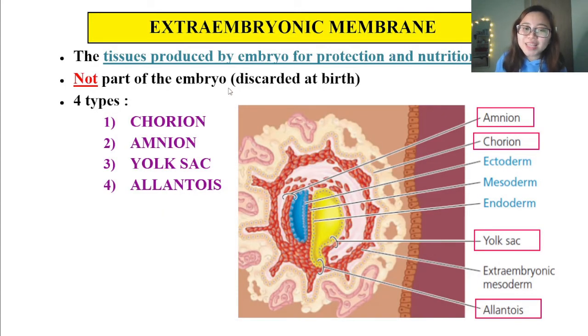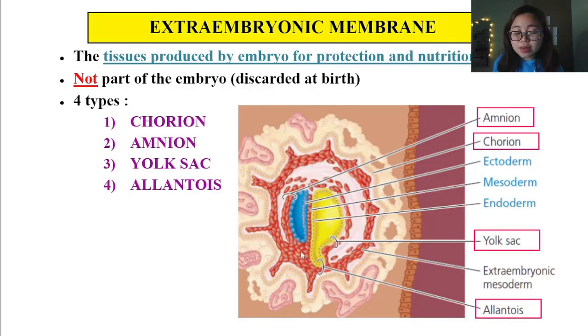Okay, so what is extraembryonic membrane? Extraembryonic membrane are the tissues that are produced by the embryo for the protection and nutrition. Nama dia extraembryonic membrane means dia di luar embryo. So it is not part of the embryo and they are discarded at birth. There are four types of extraembryonic membrane, as I've mentioned before, which is the chorion, the amnion, the yolk sac, and the allantois.